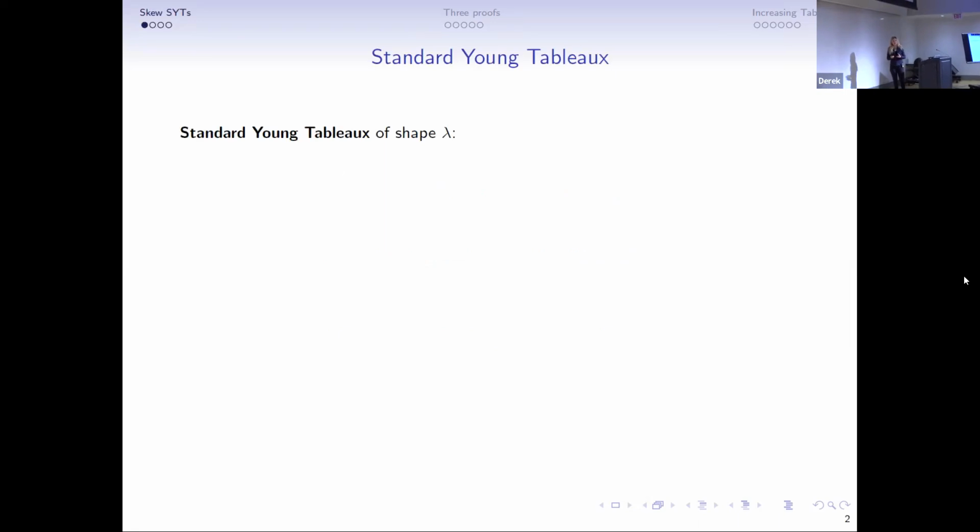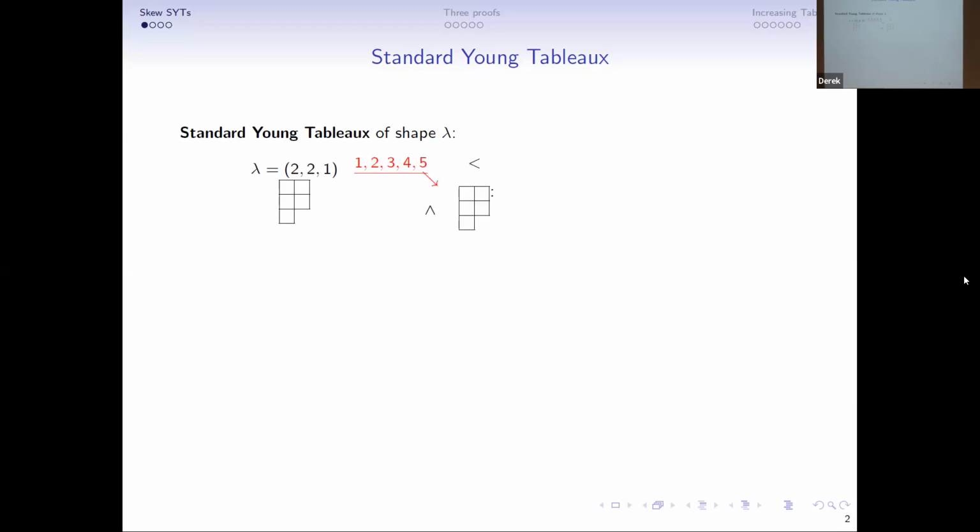In algebraic combinatorics, we like to count standard Young tableaux. They come from representation theory and so on, but they're perfectly fine as combinatorial objects. They're linear extensions of partially ordered sets of certain type. They are indexed by partitions lambda. Yesterday we saw a lot of partitions, and the partition lambda is drawn as a Young diagram, and we enter the numbers from 1 up to n.